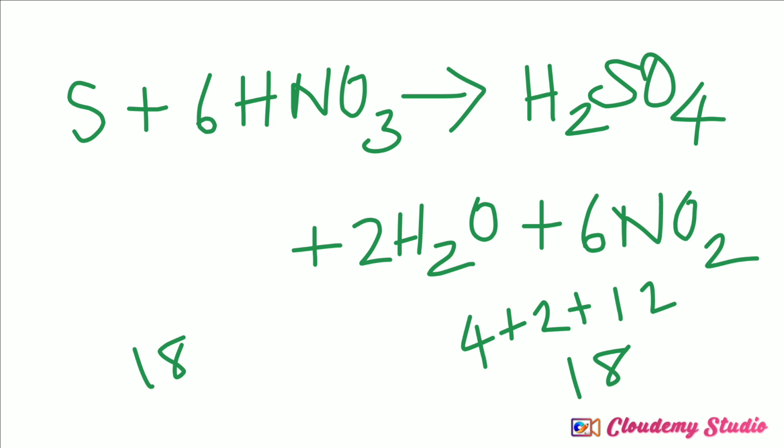So the balance equation for this reaction is 1 mole of sulfur reacts with 6 moles of nitric acid, and as a result, 1 mole of sulfuric acid, 2 moles of water, and 6 moles of nitrogen dioxide are obtained as a product.